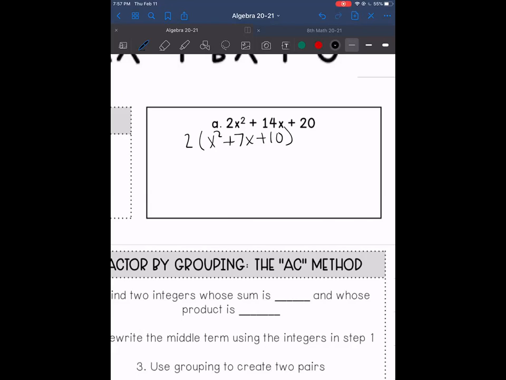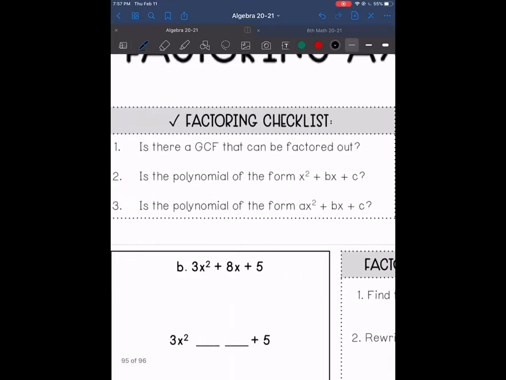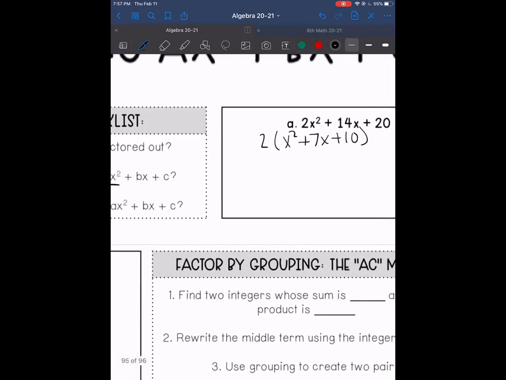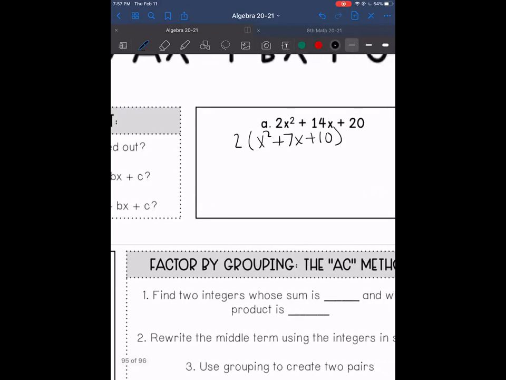So now our question is, in the polynomial in the form x squared, is our leading coefficient 1, or is it more than 1? That's what we're asking. If it's more than 1, we have extra steps to do, but right now it's just 1. So we would solve it just like how we did on the last page.